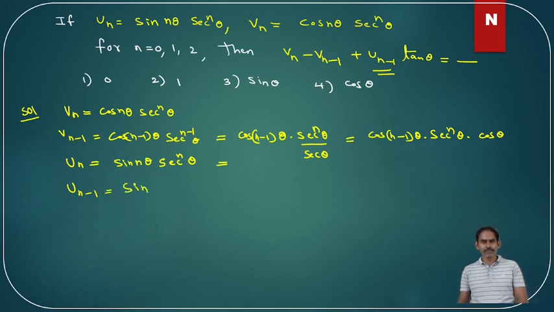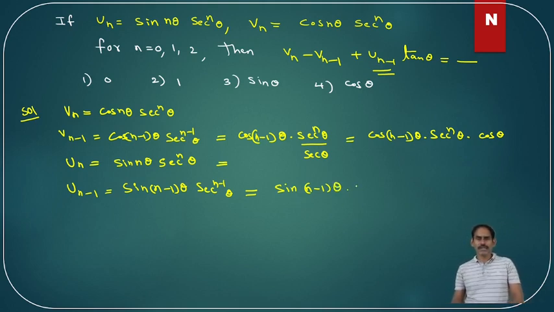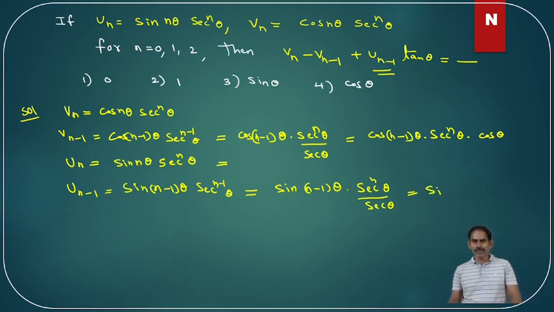Sin n minus 1 into theta, secant power n minus 1 theta. Simplify this. Sin n minus 1 into theta into secant power n minus 1 theta can be written as secant power n theta by secant theta. So 1 by secant we can write as cos. So finally sin n minus 1 theta into secant power n theta, 1 by secant is cos theta.